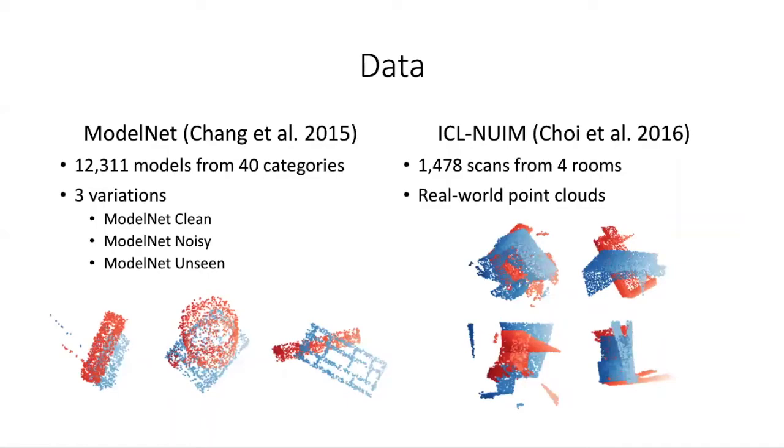We evaluate DeepGMR and baselines on two datasets. The ModelNet dataset contains synthetic point clouds sampled from 3D CAD models, while the ICL-NUIM dataset contains real-world point clouds from indoor depth scans. In order to test robustness to noise and generalizability, we generate three variations of the ModelNet data, which contain clean point clouds, noisy point clouds, and point clouds from categories unseen during training.